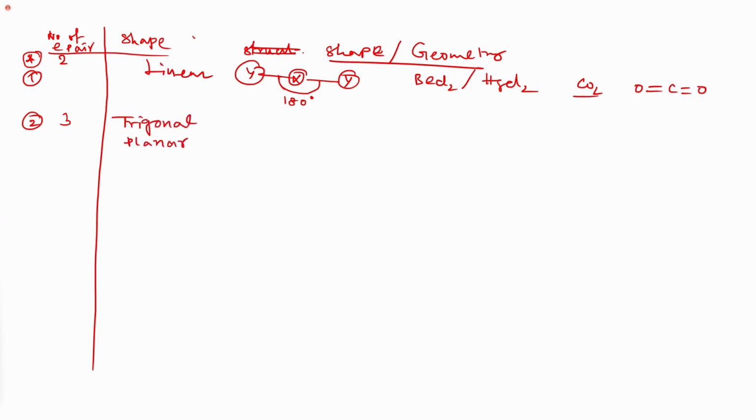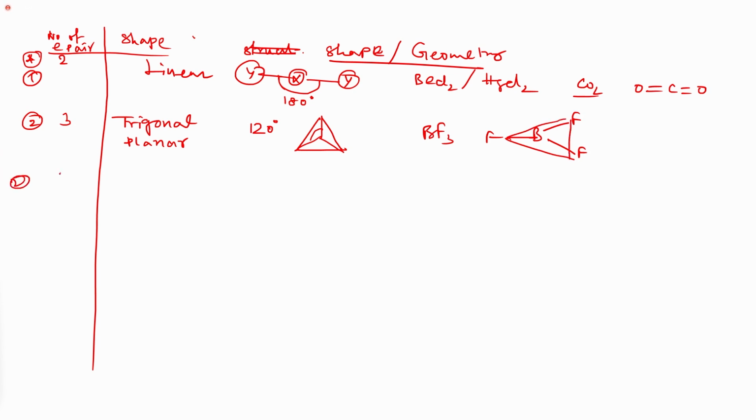So when it is trigonal planar, the angle will be 120 degree. So the structure will be like that. This angle will be 120 degree. Okay, let us consider BF3. So the structure is like that. It is a trigonal planar structure, BF3.